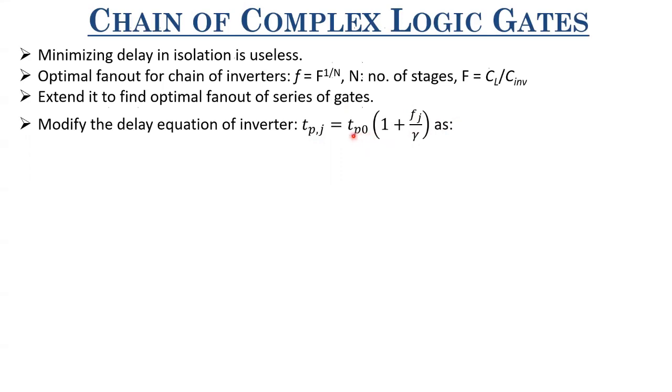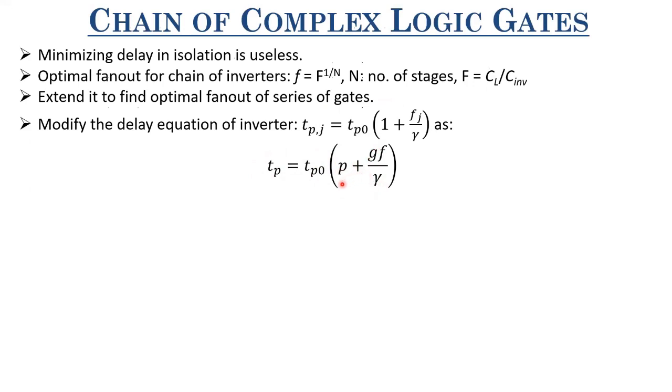So what we do for extending this equation for a chain of complex logic gates is we modify this equation like this. Now, if this TP is the propagation delay of a complex logic gate, it is given by TP0, which is the intrinsic delay of a minimum sized inverter, multiplied by this factor P plus G times F by gamma.